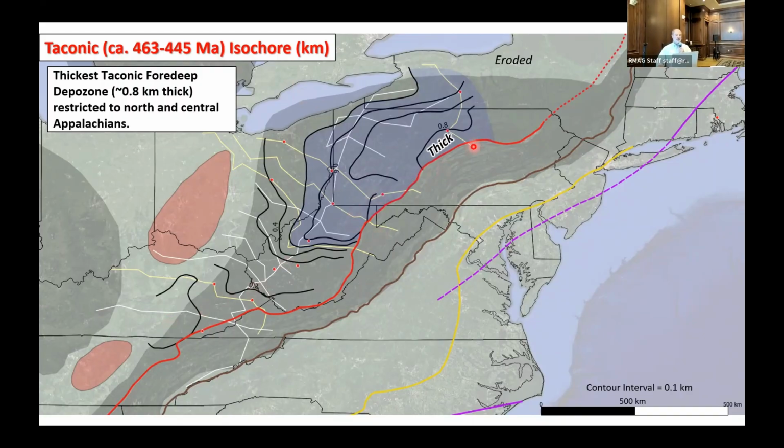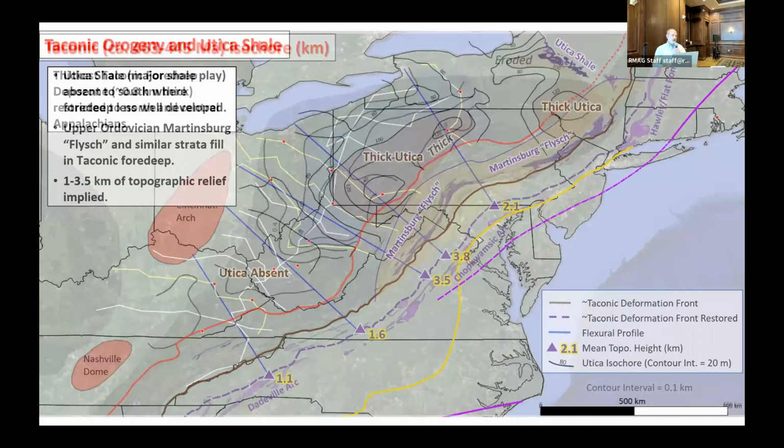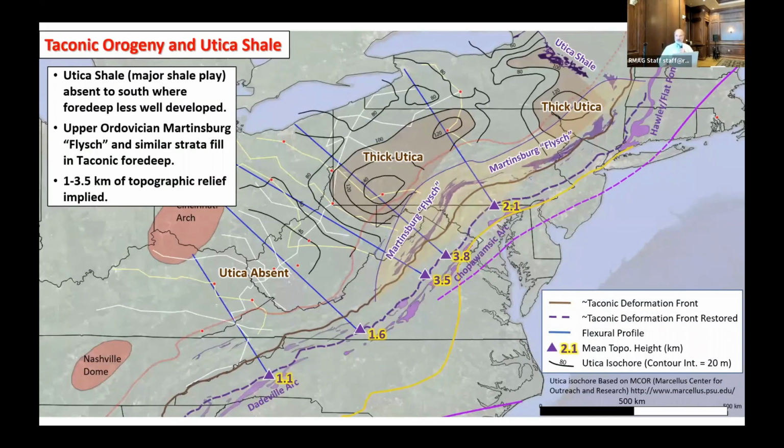So we're seeing that it's a larger magnitude event up to the north. Interestingly, if we look at the Utica, which is deposited at the onset of this subsidence event, it's restricted to that same isopach thick. We don't have enough control to investigate this yet, but I'd like to follow up on that. And the Utica basically becomes absent to the south.